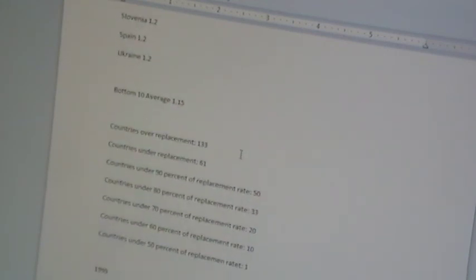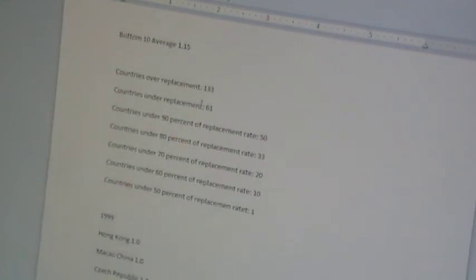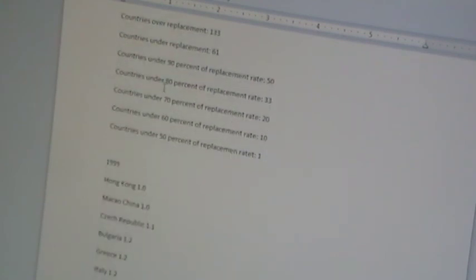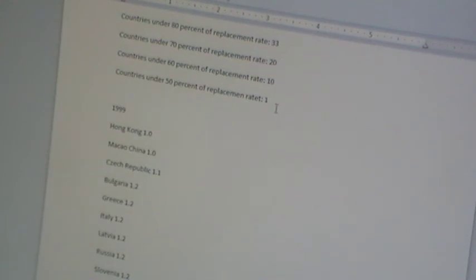Czech Republic, Italy, Russia, Slovenia, Spain, Ukraine. Bottom 10 is now, again, 1.15. It stays around there. It doesn't really get much lower than that, which is good, I guess. Countries over replacement, 133. Countries under replacement, 61. Countries under 90% of replacement rate, 50. Under 80% of replacement rate, 33. It's starting to get big, all these numbers. Even one under 50% replacement rate.